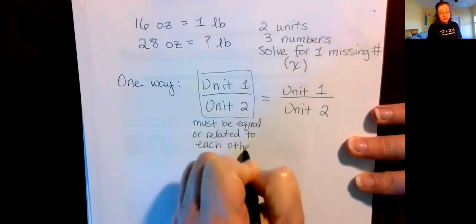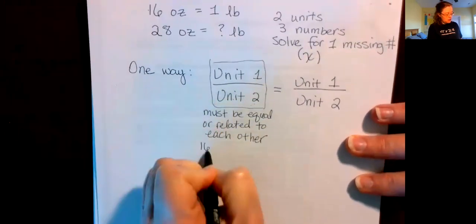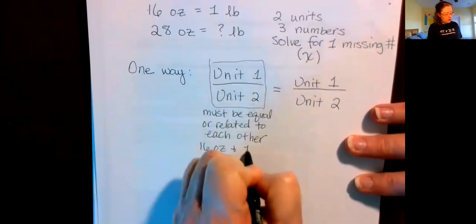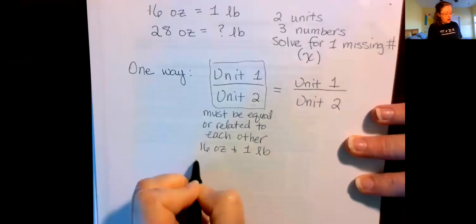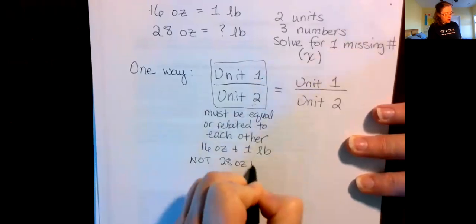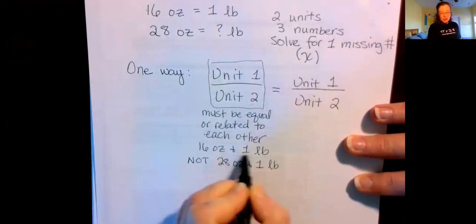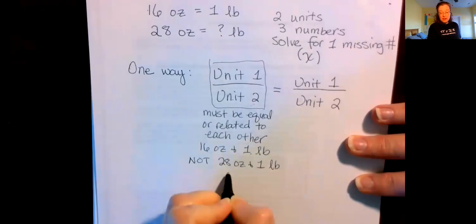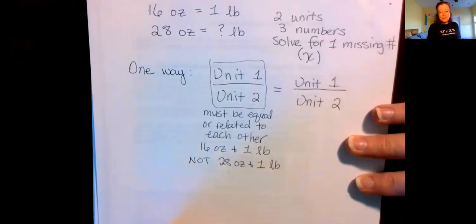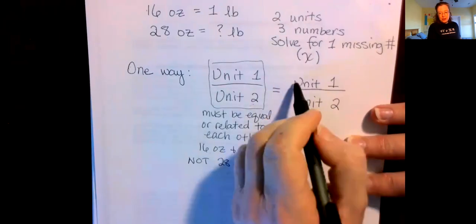For example, the 16 ounces and 1 pound, not 28 ounces and 1 pound. These were equal to each other. The 28 ounces has nothing to do with 1 pound. Same for over here, these 2 have to go together.